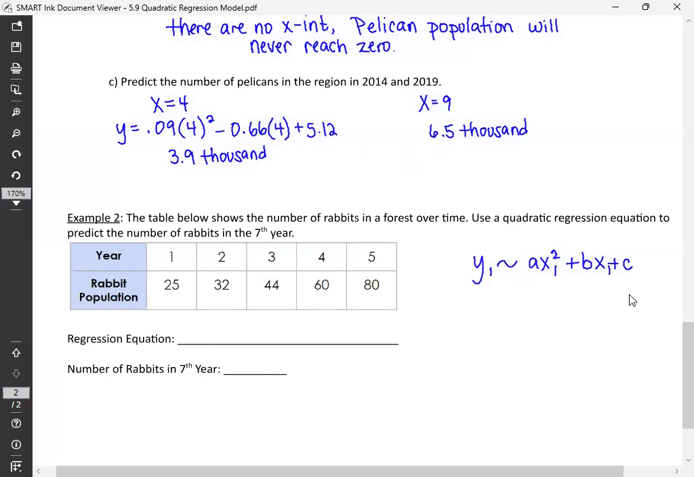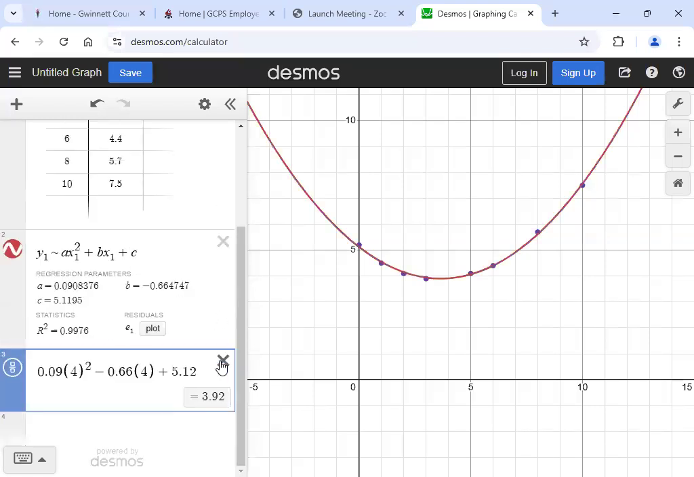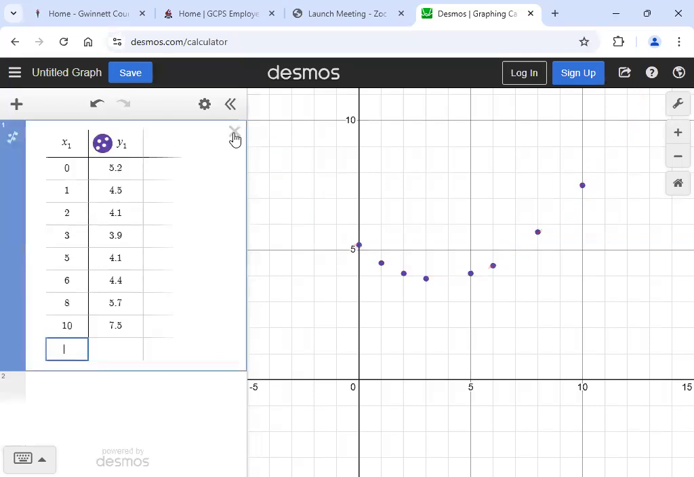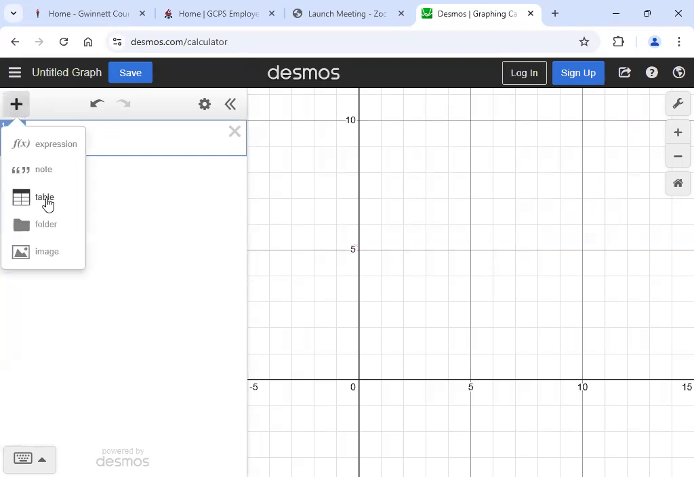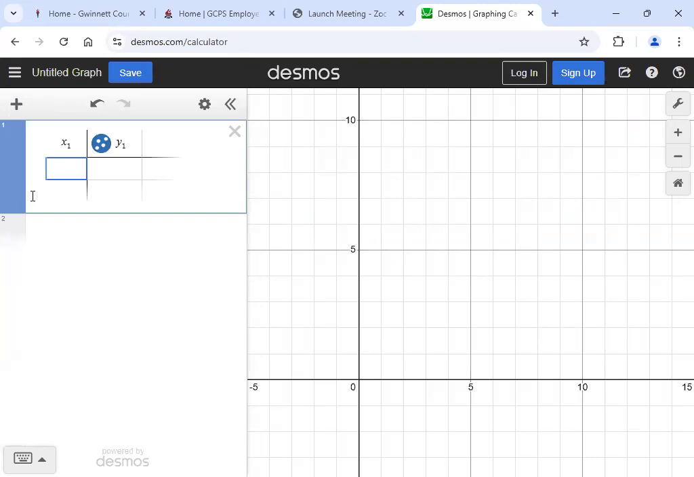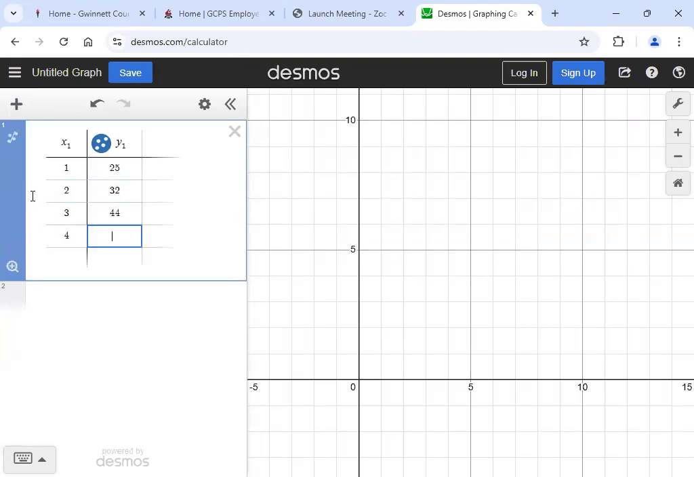All right, so back over to Desmos to finish this up. I'm going to delete that one. I'm going to go ahead and do all my Desmos work at once, and then I'll go back to the notes and fill in our answers. So again, back to the plus sign, table, enter your values. I always say take a moment and just make sure you entered everything correctly, because if you mistype one number, it's not going to give you the right A, B, and C.